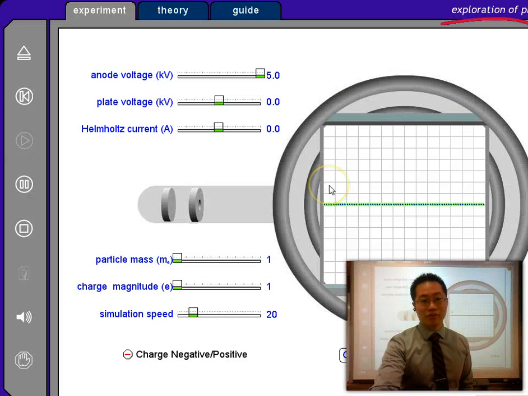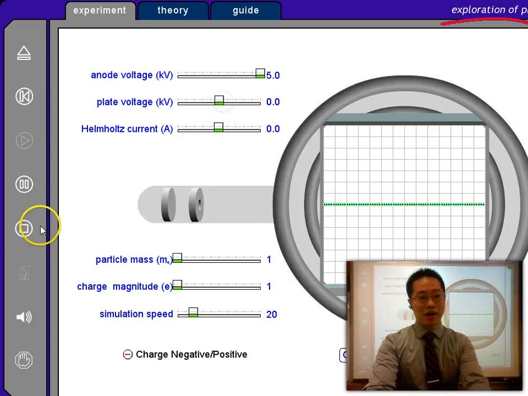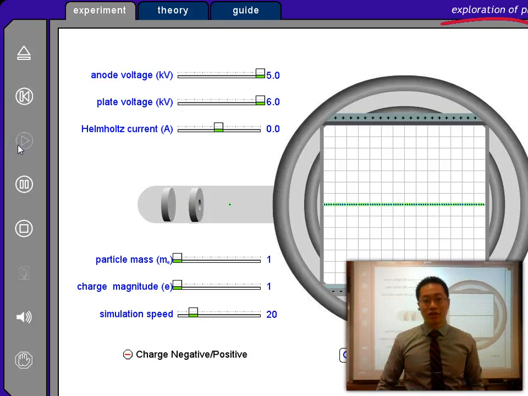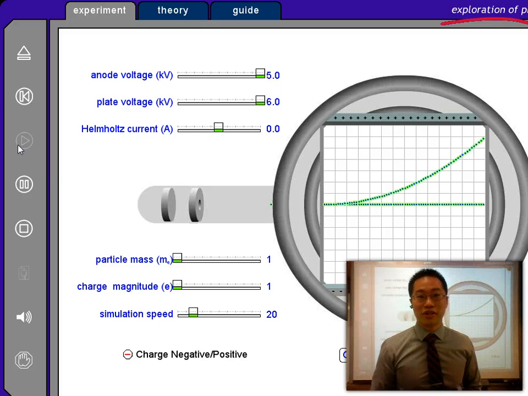Let's take a look at here. We still have the same electron shooting straight. But now take a look at what happens if I increase the voltage on the plate. So you guys can see that there's a voltage now on the plate. And if I shoot the electron, the electron's attracted towards the positive plate. Okay, it's actually deflected to a different location on the screen.